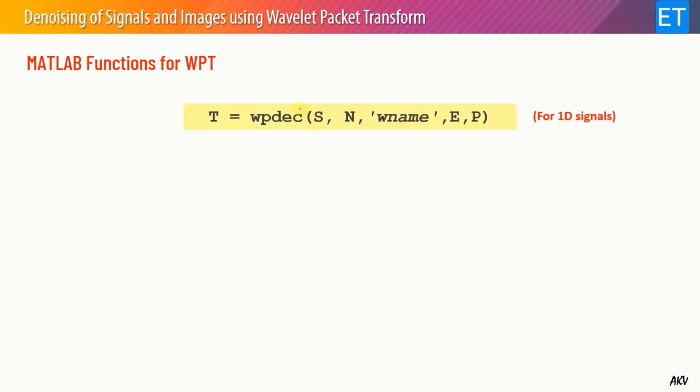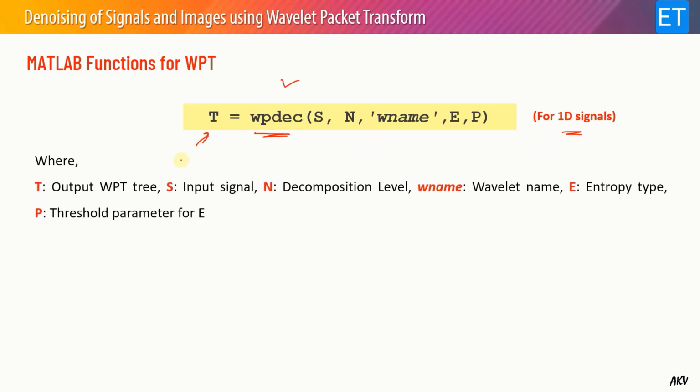And now let's see how we can implement the wavelet packet decomposition using MATLAB. So this is the function which we can use for wavelet packet decomposition of one-dimensional signals. Let's see what these parameters are. This T is the output decomposition wavelet packet tree, S is the input signal, N is the number of decomposition levels, and W name is the name of the wavelet which you are using for the decomposition. E is the entropy type. It computes the entropy at each node of the tree, so that will be utilized in the denoising and compression stage. And P is the threshold parameter that is associated with the entropy parameter E.